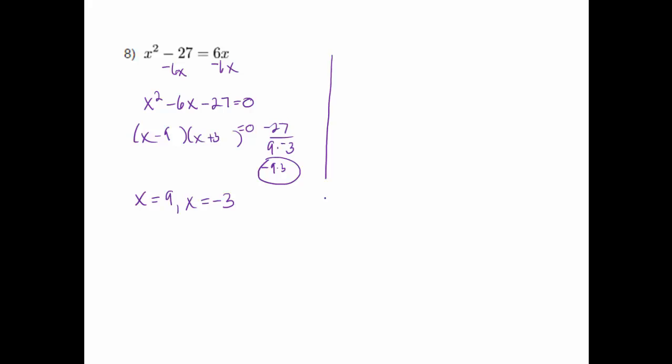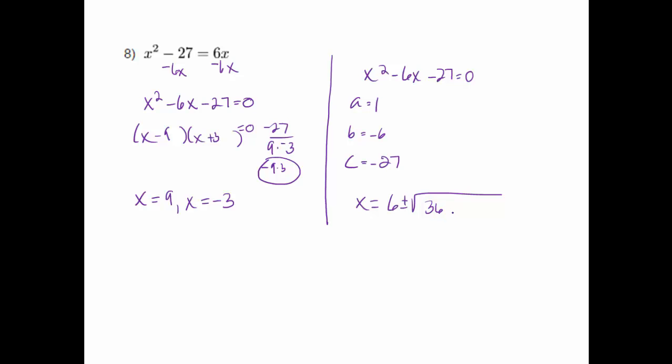Okay, if you preferred the quadratic formula, we have x squared minus 6x minus 27 equals 0. We'll get a equals 1, b equals negative 6, c equals negative 27. And so we're going to get x equals the opposite of b, which is 6, plus or minus the square root. B squared, so negative 6 squared is 36. Notice this is a positive number right there, no matter what. Minus 4 times your a value times your c value, all over 2 times the a. 2 times 1 is 2.